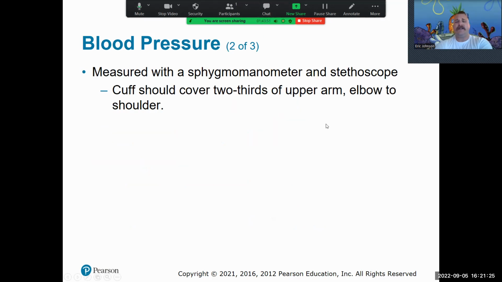Now, the way that we measure this is something that we've already done in class while I was still present, and we use what's known as a sphygmomanometer. I can't even say it when I'm looking at it. Sphygmomanometer. It's a blood pressure cuff and a stethoscope.